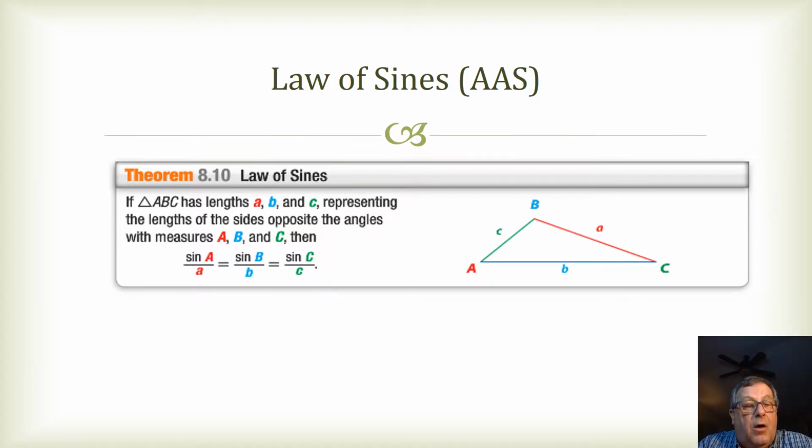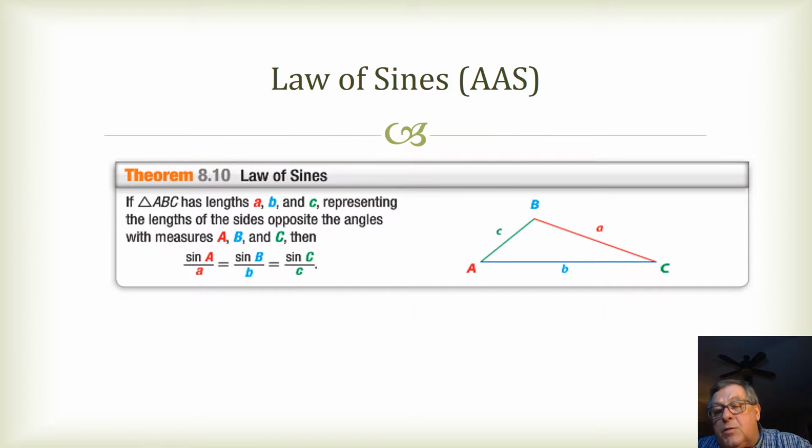We can use the law of sines to solve a triangle if we know the measures of two angles and any side. So we can do that with angle, angle, side, or angle, side, angle. And we're first going to look at angle, angle, side. But let's go over the law of sines itself. Now we can establish ratios between certain angles and the sides opposite those angles.